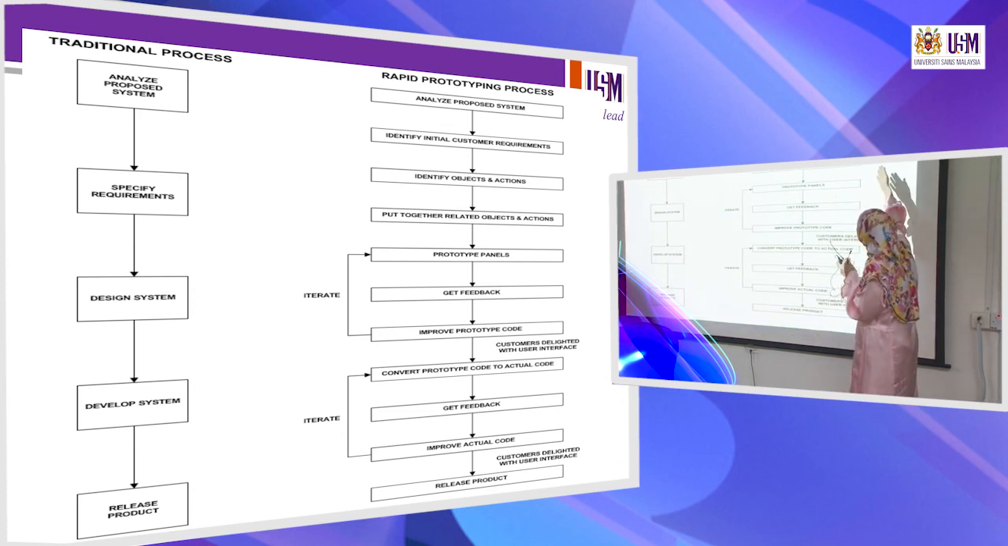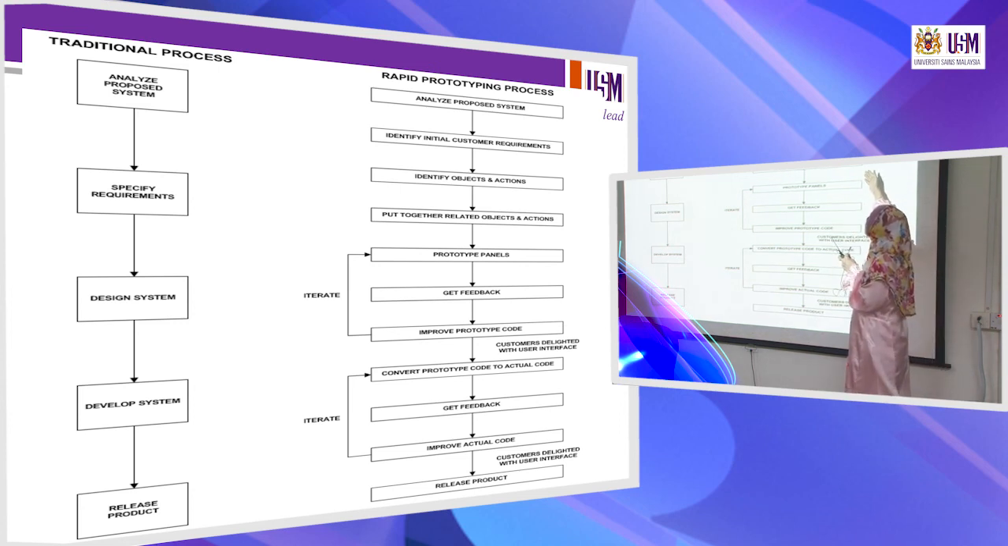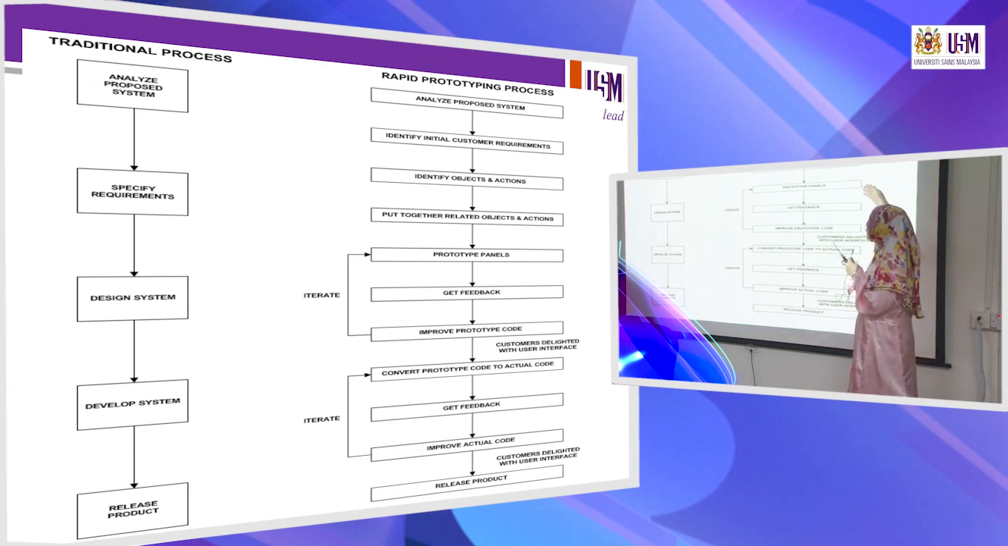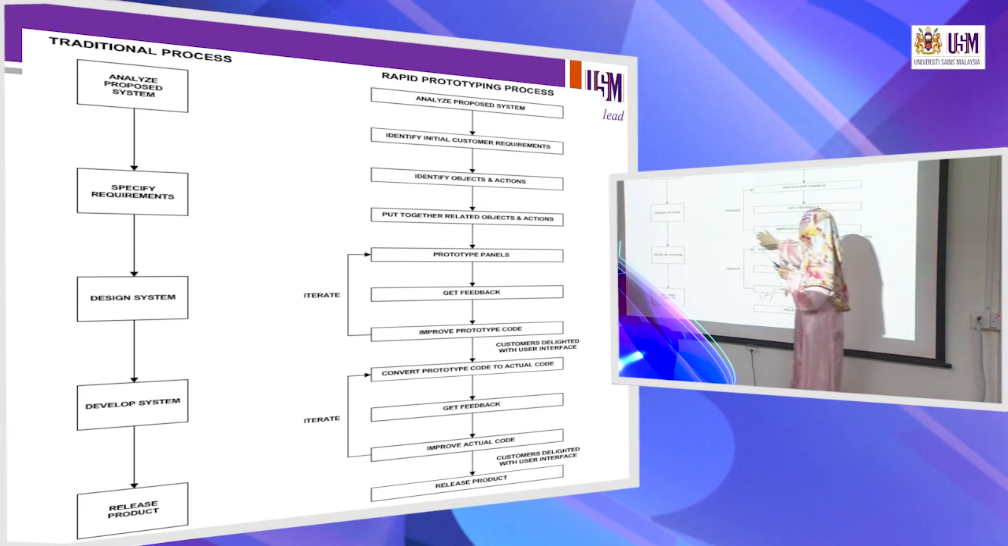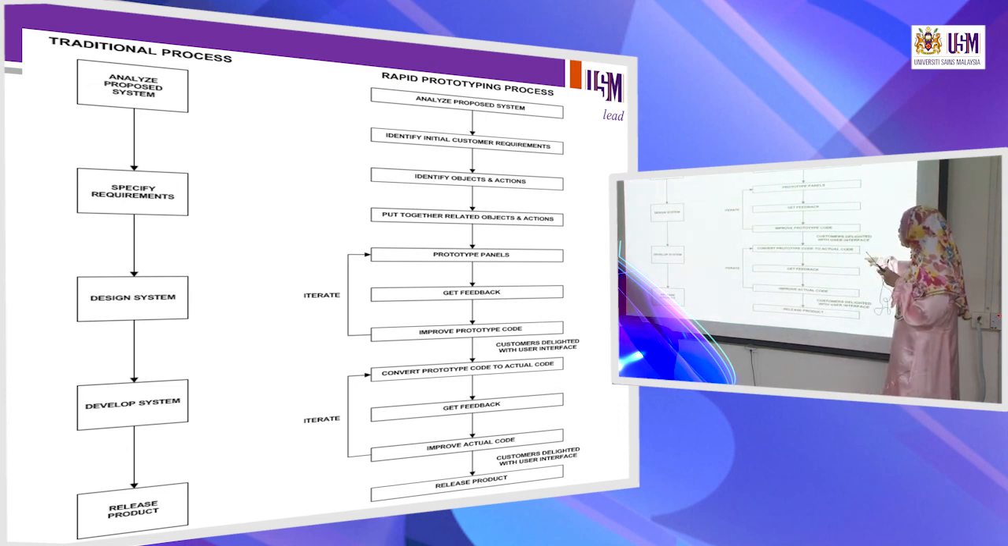First we analyze the proposed system, then we identify initial customer requirements, we identify objects and actions, then we put together related objects and actions. Here we have prototype panels, get feedback, improve prototype code. Here we can go back wherever we need to. And then we convert prototype code to actual code, for example.